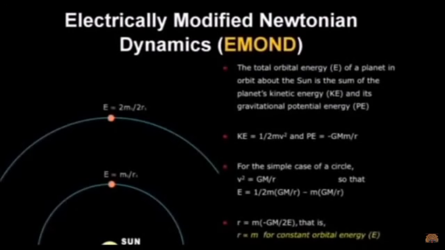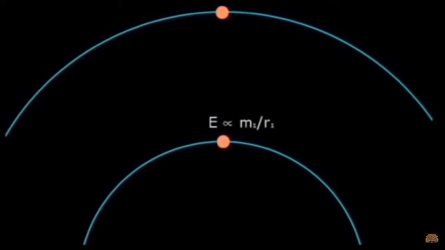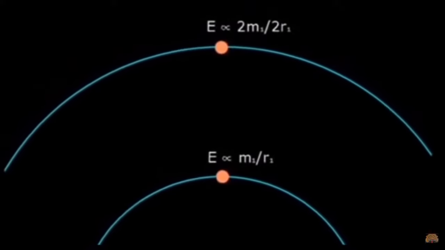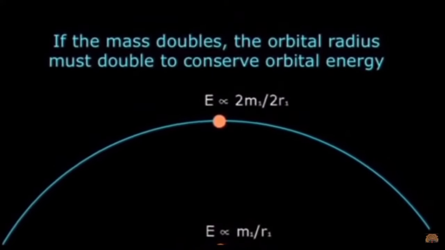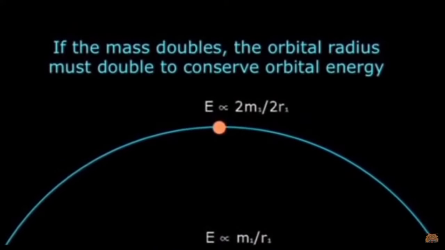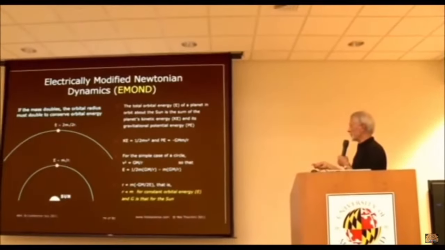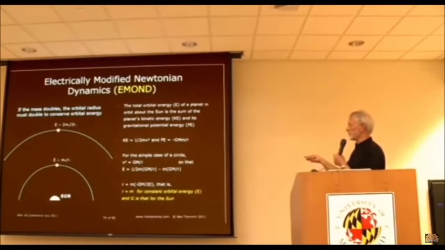Of course, MOND is the latest buzzword in gravity theory, the modified Newtonian dynamics. I've suggested that we can have electrically modified Newtonian dynamics. And I won't go through all that business there. You can see it on my website and so on. But the upshot is that the radius of the orbit of a planet is proportional to the mass of the planet if you keep the orbital energy constant and you assume the sun's G is constant, and I think that's a fair assumption. If the mass doubles, the orbital radius must double to conserve orbital energy.